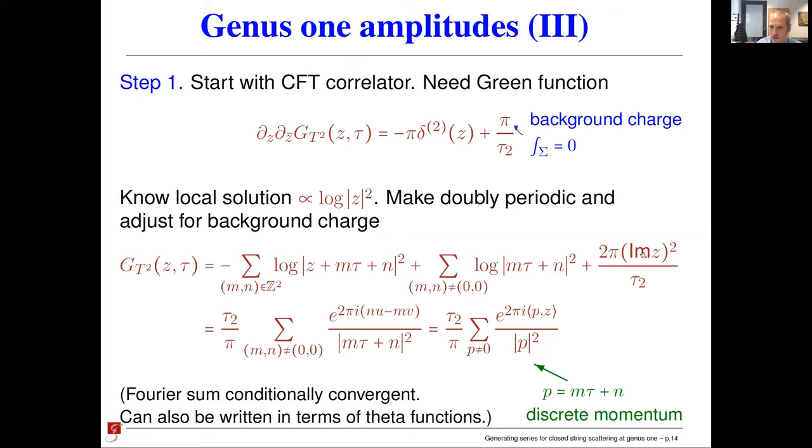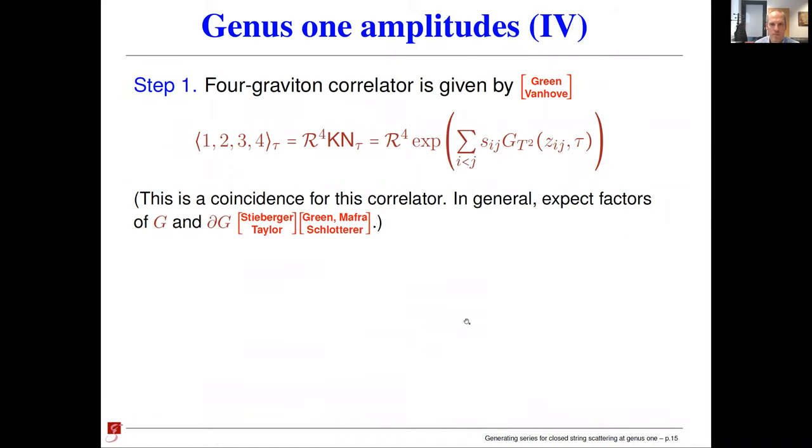Which term? This term? Yeah. So here I said I added this term because I want the total integral on the right-hand side to be 0. And this term here is quadratic in z, so if I take two derivatives in z, I will get this term here. Okay, so this is really the 1 over p squared propagator, or Green's function, on this compact torus.